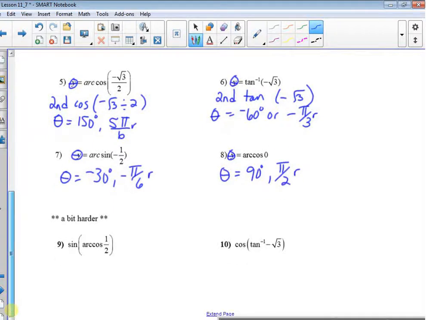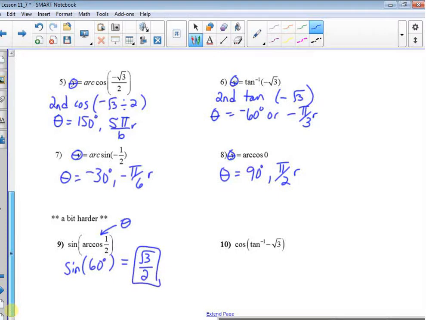Now a little bit harder, we have sine of arc cosine 1/2. So arc cosine of 1/2 is really looking for what is the angle where the cosine's 1/2 from 0 to 180. Well, that should be 60 degrees. So arc cosine of 1/2 is really 60 degrees. So the sine of 60 then turns out to be radical 3 over 2.